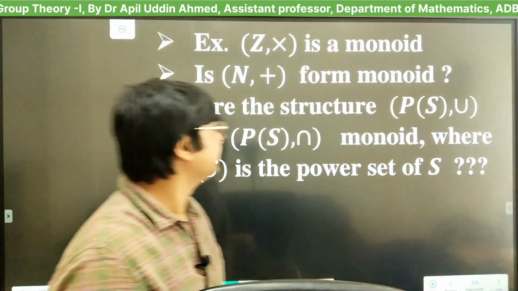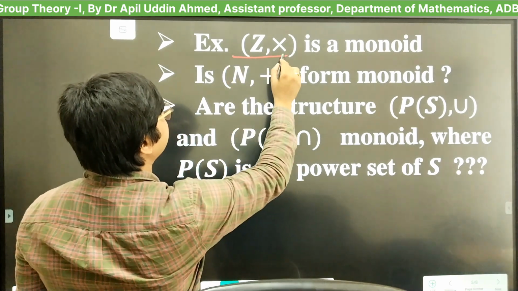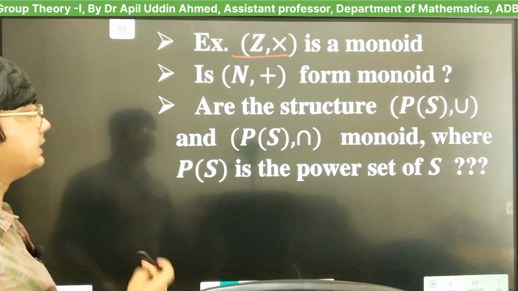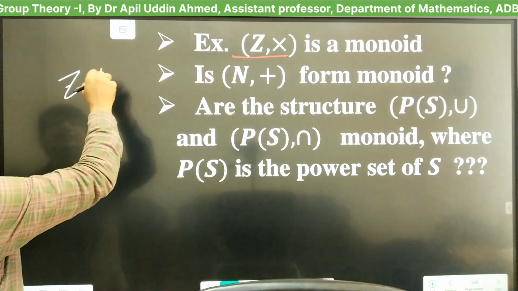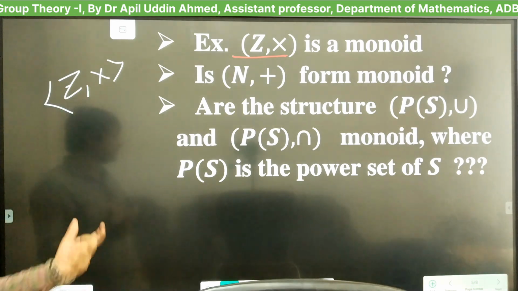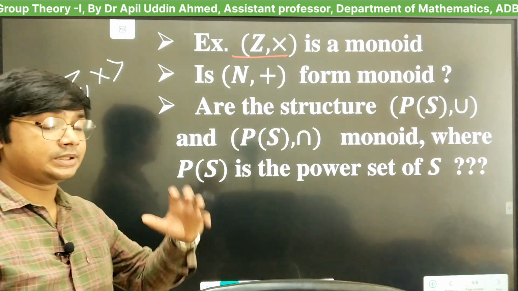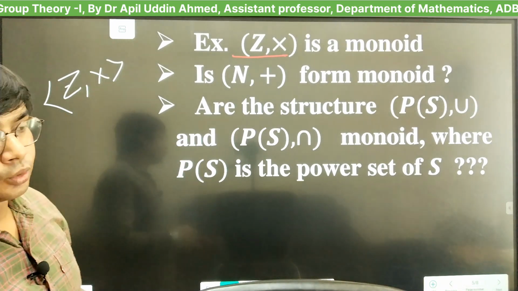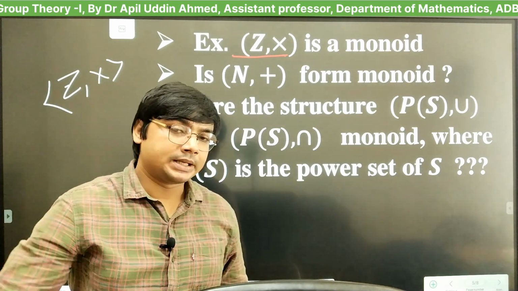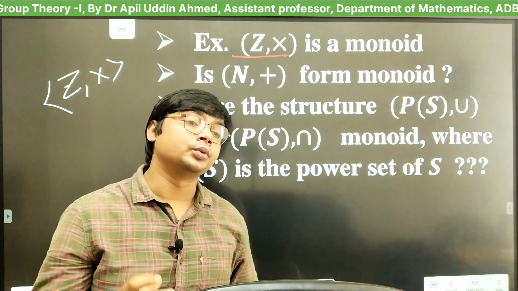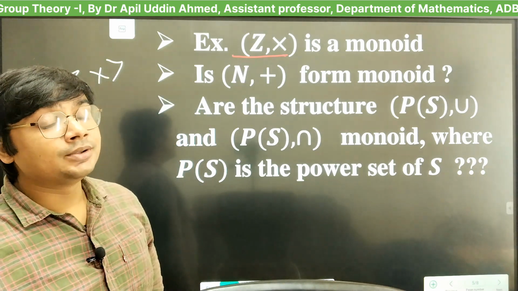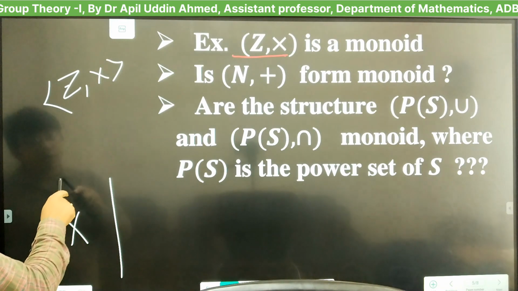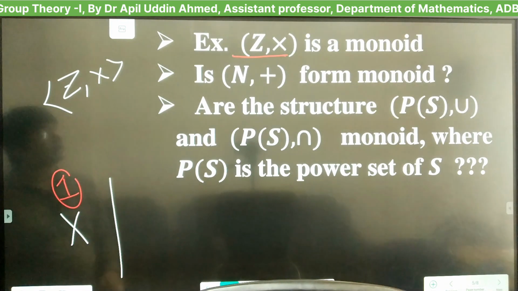And what we see here is that the set of integers with respect to multiplication will form a monoid. You can easily verify this. Is it a monoid? Yes, obviously, because the set of integers satisfies the closure property with respect to multiplication. It satisfies the associative property, and it also contains the identity with respect to multiplication. Now what is the identity with respect to multiplication? One is the identity with respect to multiplication, guys.